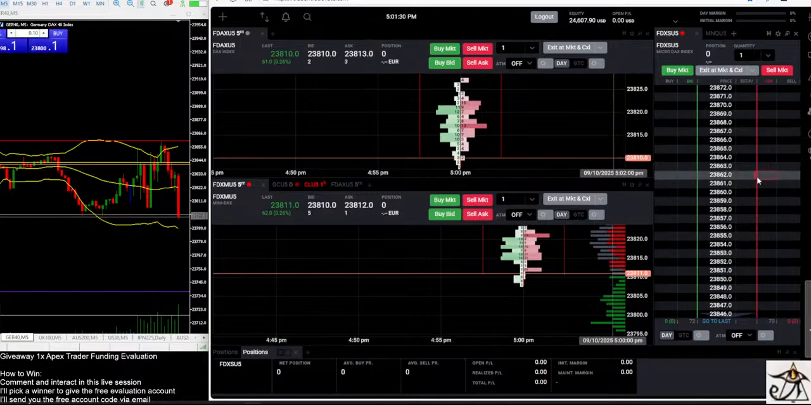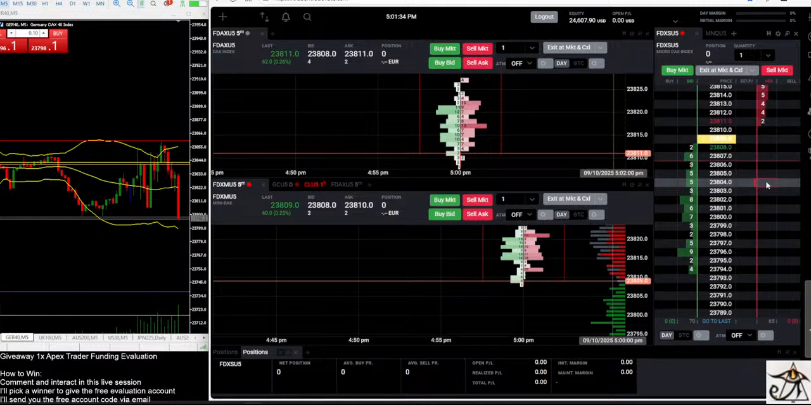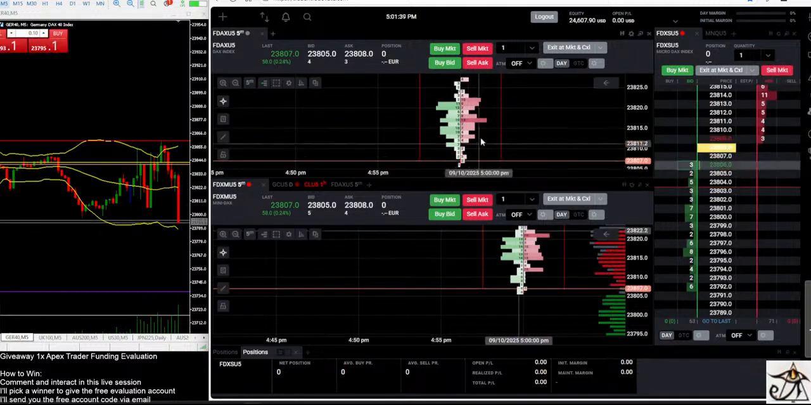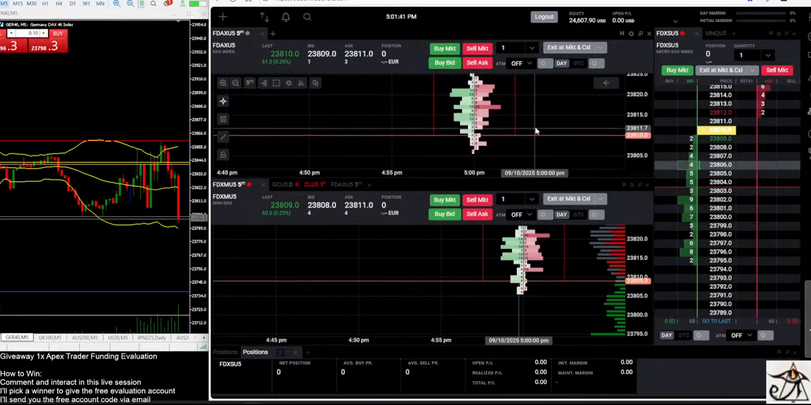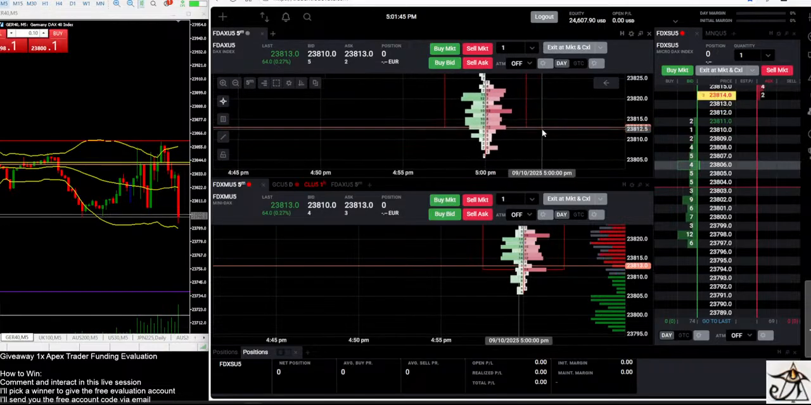We'll see what happens. Just get my depth of market in position. Just looking for any indication that we might turn back long or continue short.